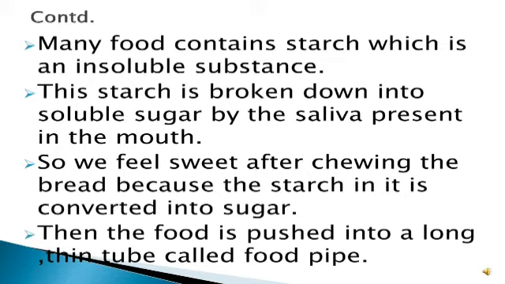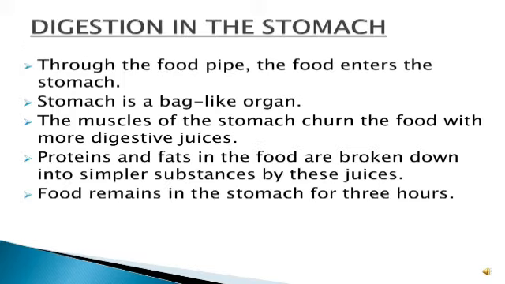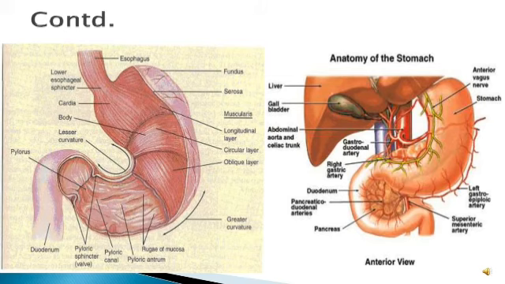Then the food is pushed into a long thin tube called the food pipe. Then the digestion takes place in the stomach. Through the food pipe, the food enters the stomach. The stomach is a bag-like organ. The muscles of the stomach churn the food with more digestive juices. Proteins and fats in the food are broken down into simpler substances by these juices. Food remains in the stomach for at least 3 hours.